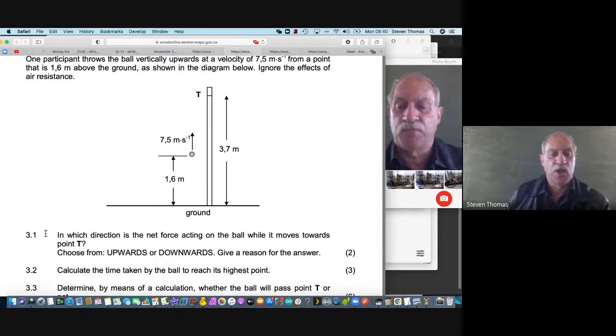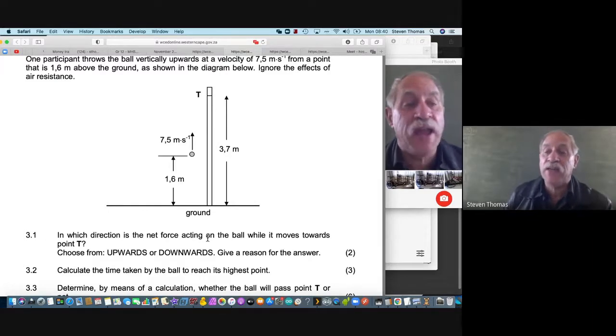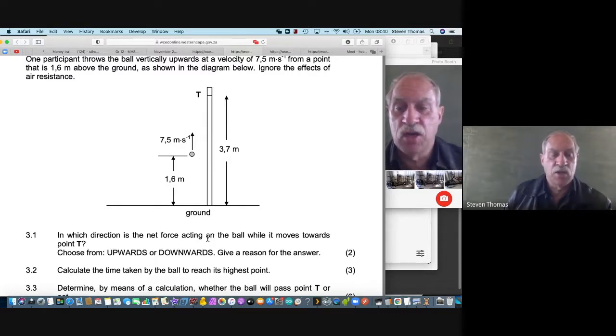Okay. In which direction is the net force acting on the ball while it moves towards point T? The net force, folks, is always downwards, and that's called its weight. Choose from upwards or downwards, and give a reason: downwards, because it experiences the force of weight, which is always down.